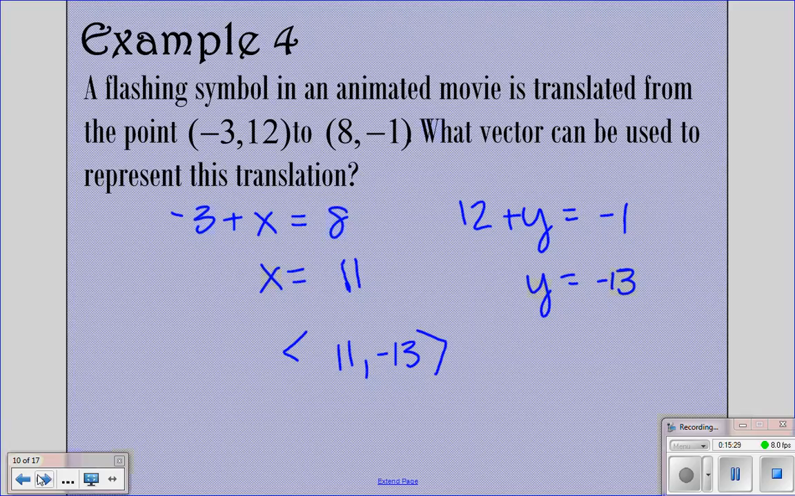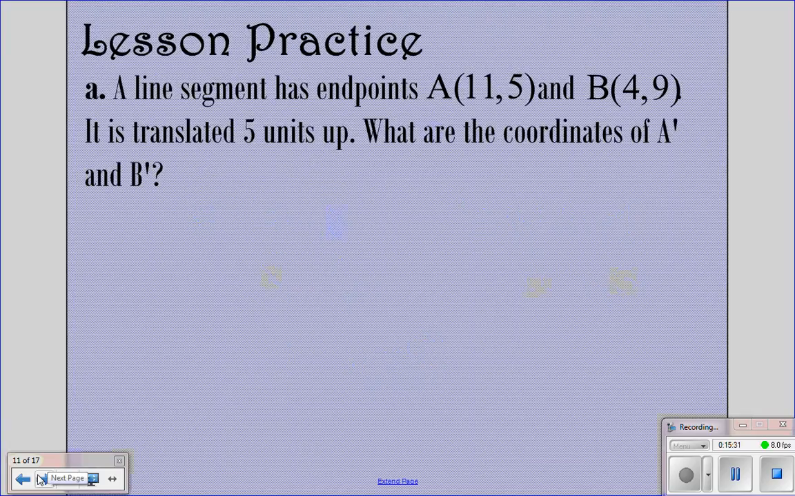Okay, so now we're going to look at the practice problems. We have a line segment that has A at 11, 5 and B at 4, 9, and it's translated 5 units up, and it asks for the coordinates of A prime and B prime. So you'll pause the video and try this one, and then y'all can check your answers in a second.